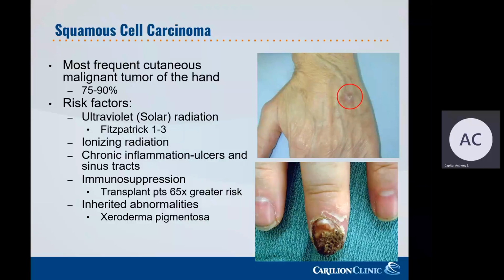We talked about the sun exposure and the Fitzpatrick types 1 through 3 as a risk factor for developing these, and any type of radiation treatment. There are things called marginal ulcers or chronic wounds that develop squamous cell carcinomas. These are more aggressive, have a higher risk of metastasis and a worse prognosis. Anyone that is immunosuppressed, especially transplant patients, has a higher risk of developing squamous cell carcinomas, about 65 times greater than the general population. And there are some genetic abnormalities, xeroderma pigmentosum, that make you prone to skin cancers as the cell repair mechanism is hindered.